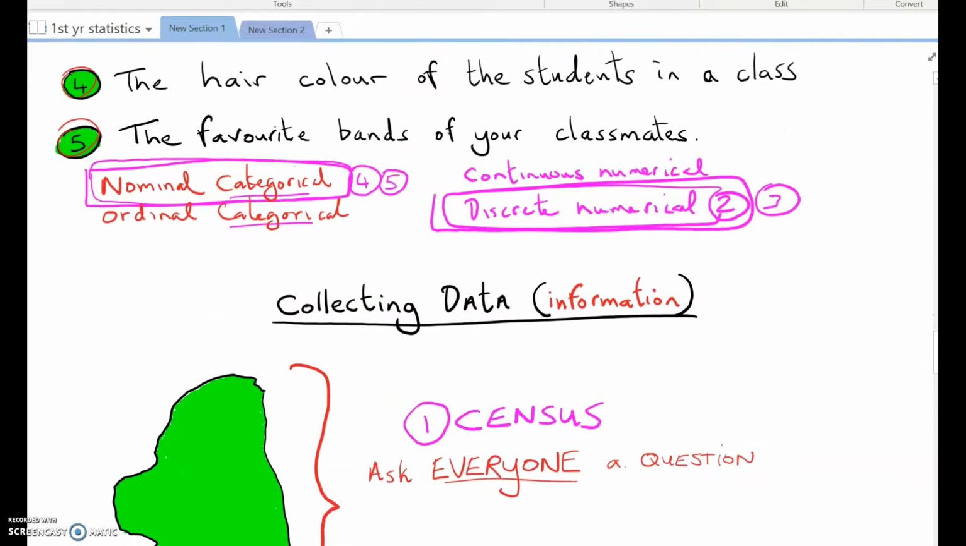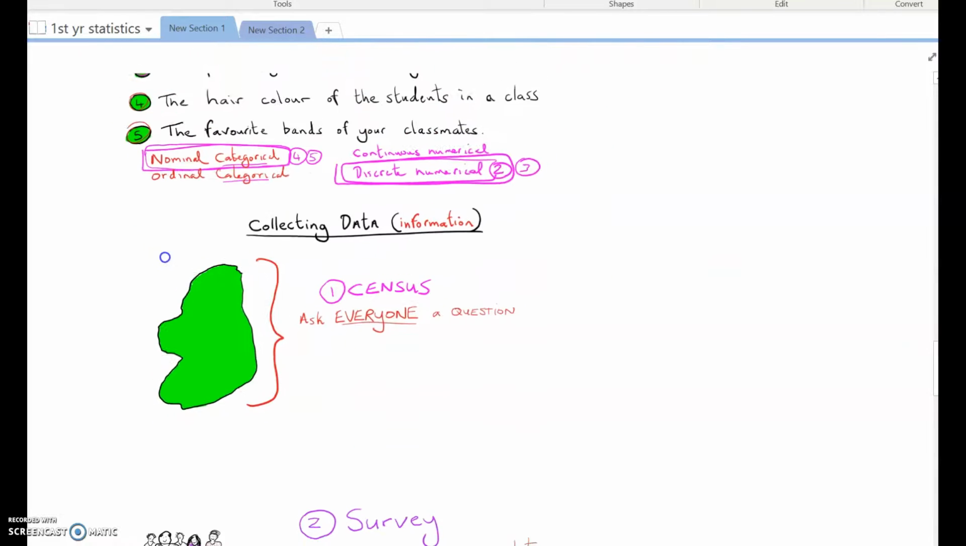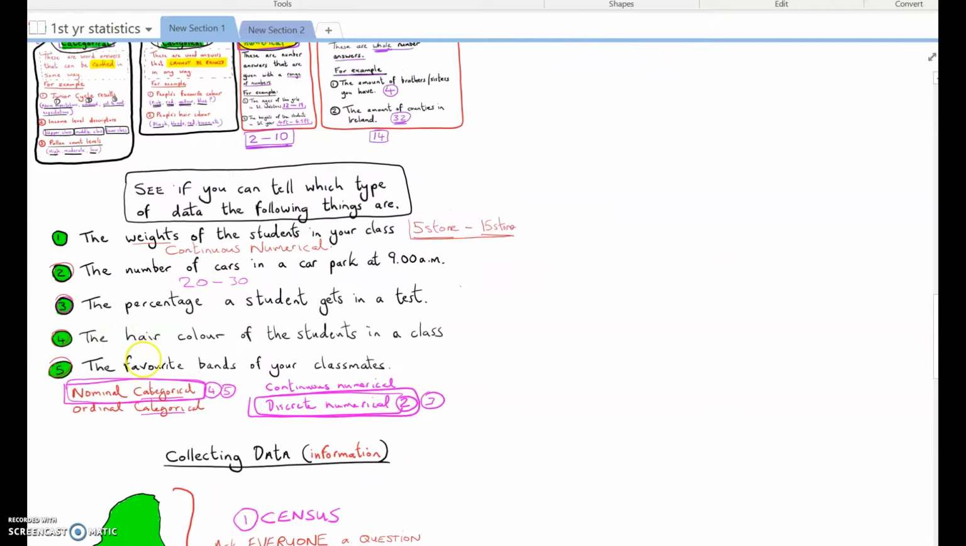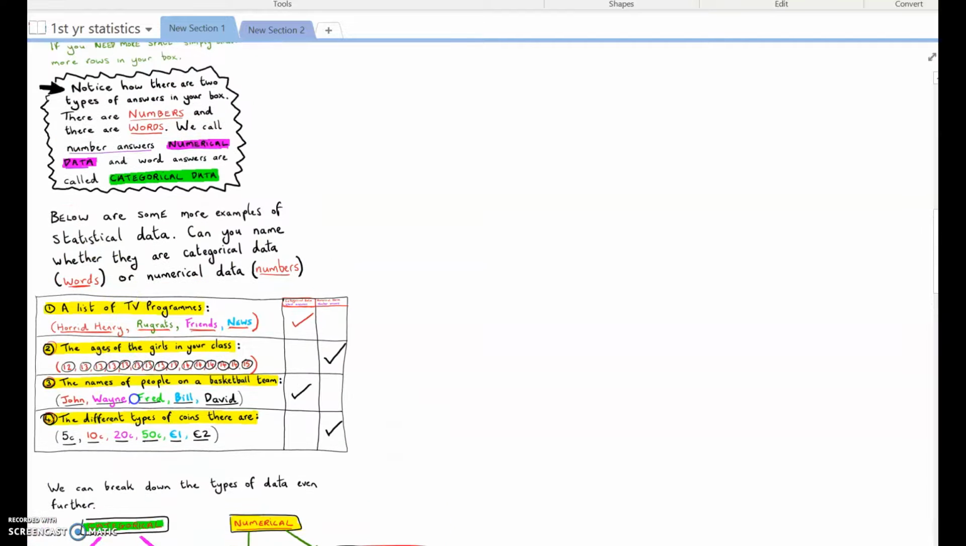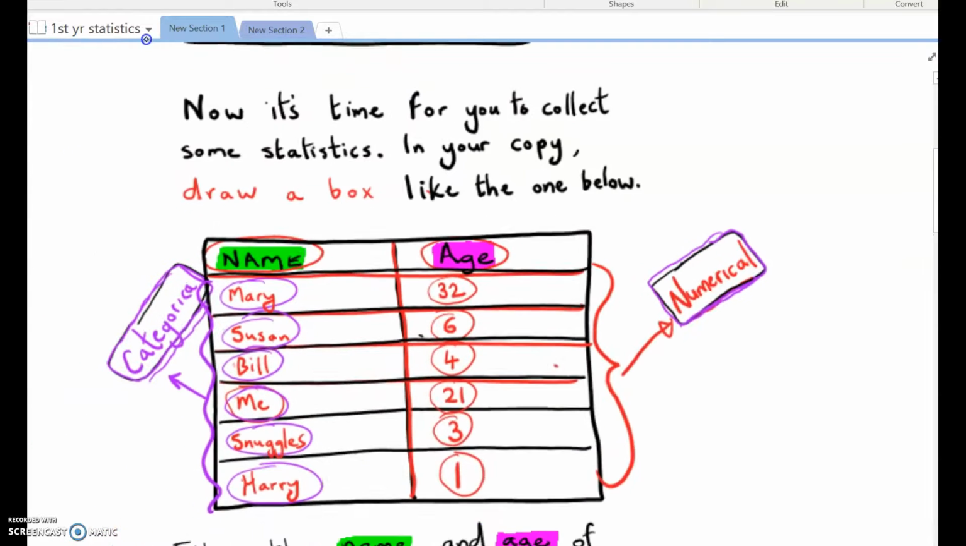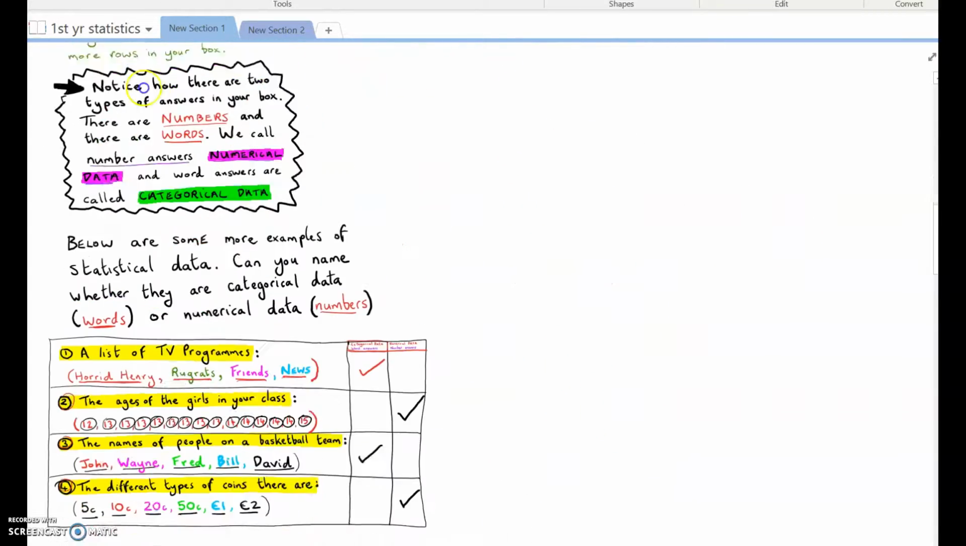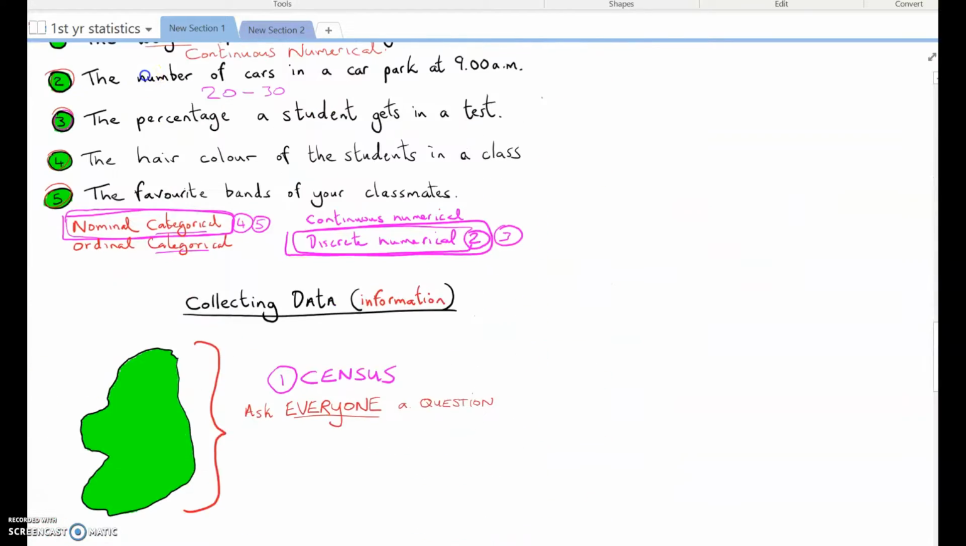And let's keep going. And let's take a look at how you collect data, how you collect this information. Now, we did a little table in the previous video on the names and ages of people in our class. Sorry, in our house. I wrote down the names of the people in my house and their ages. So this is how I collected the information. I used a little table. But there are other ways of collecting information. Let's take a look at those other ways.